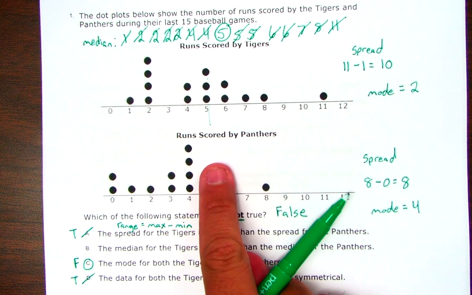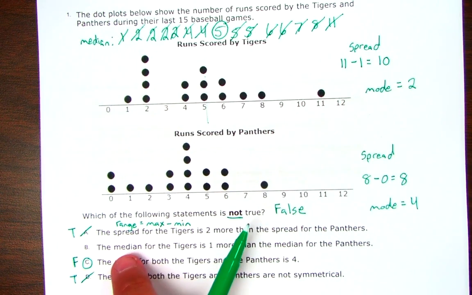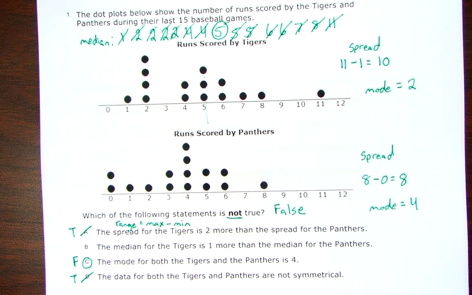Okay, I am not going to do the median for this one. I'm not going to finish this. We already figured out the answer was C. I just wanted to reiterate how to go over median from a dot plot.